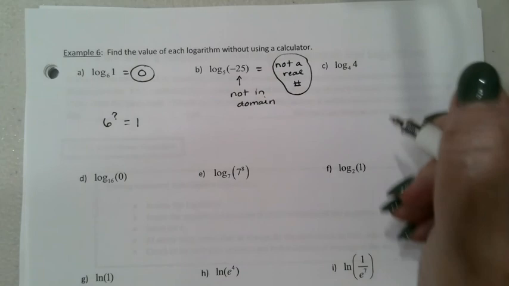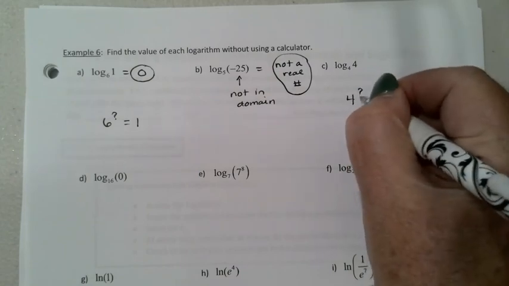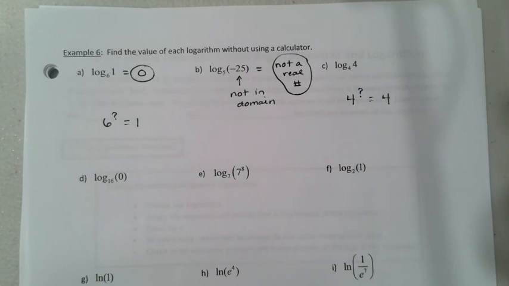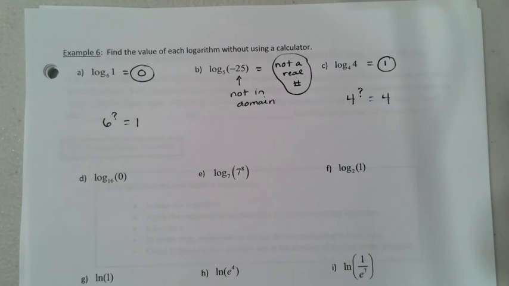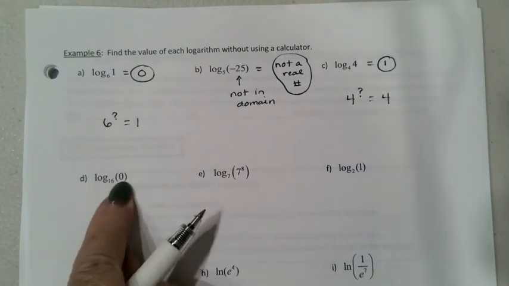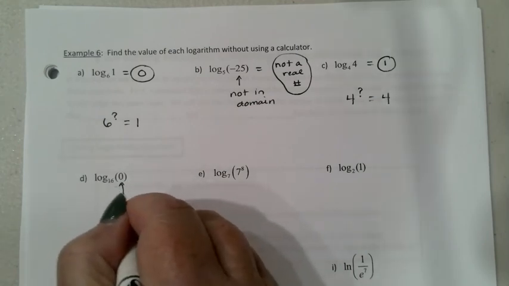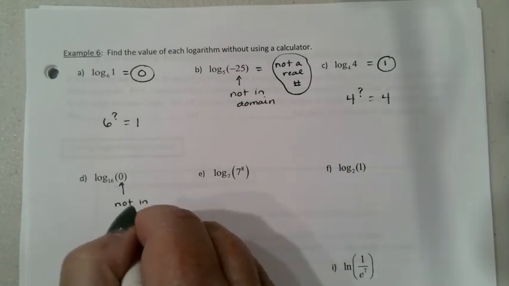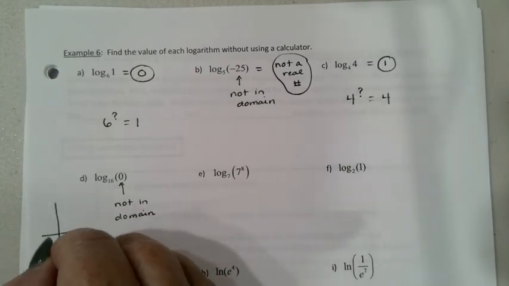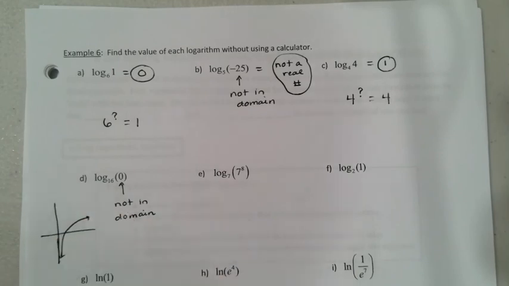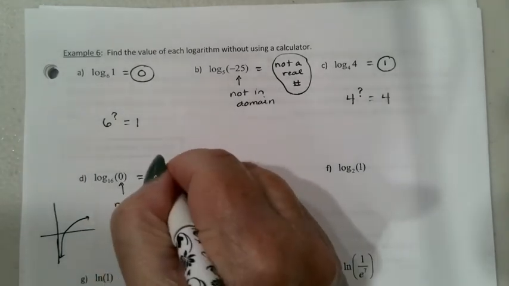All right, the log base 4 of 4. 4 to what power equals 4? That's going to have to be a first power. Log base 16 of 0. Once again, 0 is not in the domain. We know that, again, that log graph, remember what it looks like, never quite touches x equals 0. 0 is not in the domain, so this does not exist.